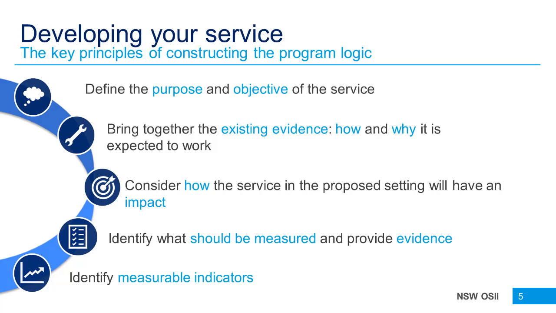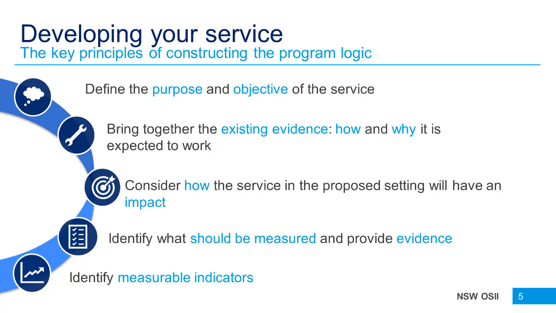Second, bring together the existing evidence about the program. How and why is it expected to work? This can be a mix of qualitative and quantitative evidence. Third, consider how the program in the proposed setting will have an impact. For example, what is the path or client journey somebody will take through your program? What is the social need you are trying to address and the change you want to achieve?